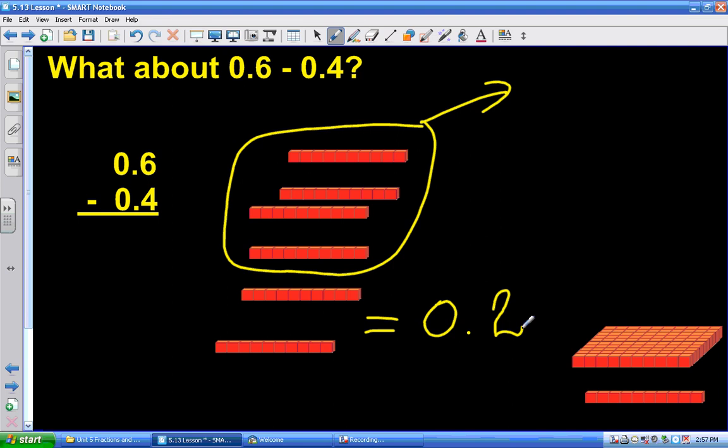So when I do decimals here on the vertical side, I put my decimal down. Now what's 6 take away 4? 2. And 0 take away 0? 0. So there is the same answer there. So you can see how they parallel, how they go together.